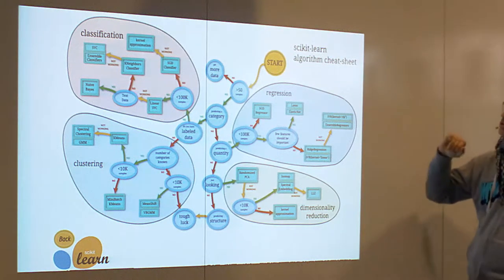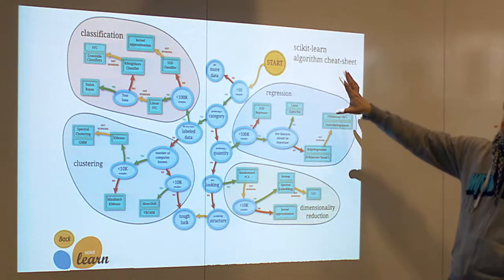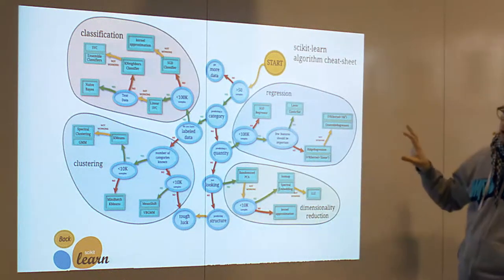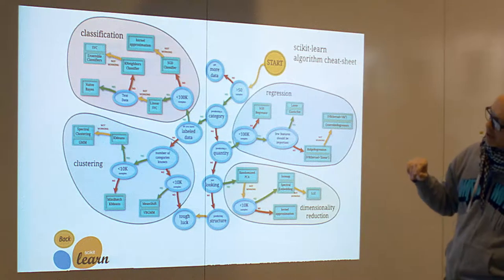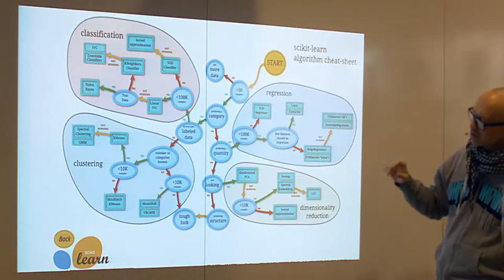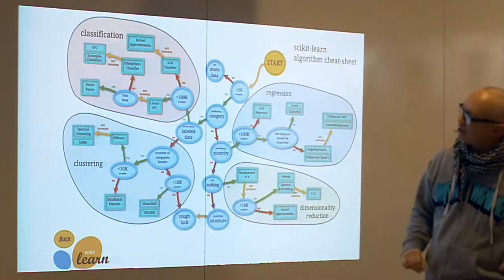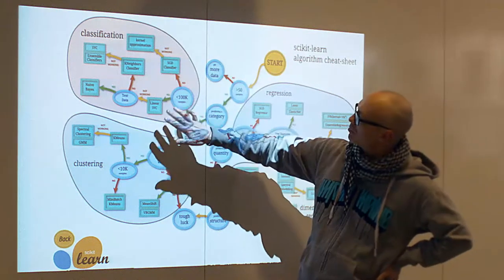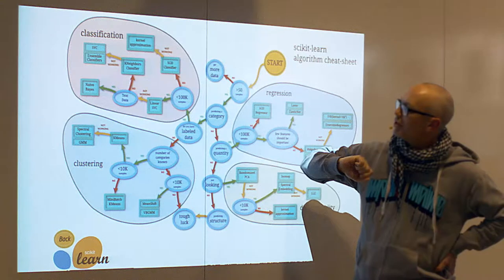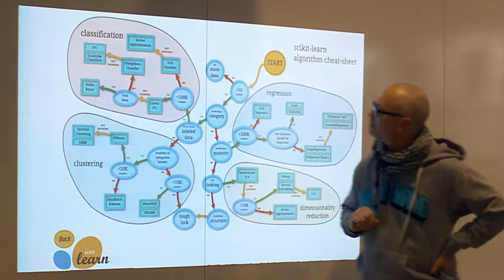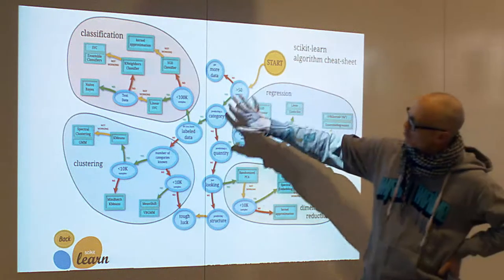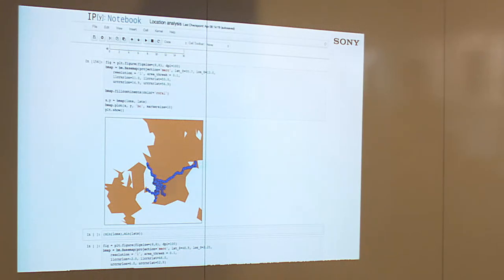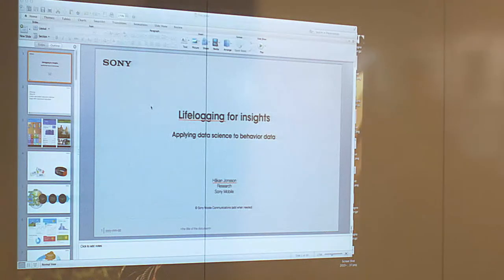They provide this nice cheat sheet for choosing an algorithm depending on your problem. This cheat sheet actually doesn't cover all the methods. We will be using a density-based algorithm that is not included here for clustering locations, and then we'll use a classification method, this one, for predicting future locations. But depending on your problem, you can find your way here. So, let's hope that this works then.